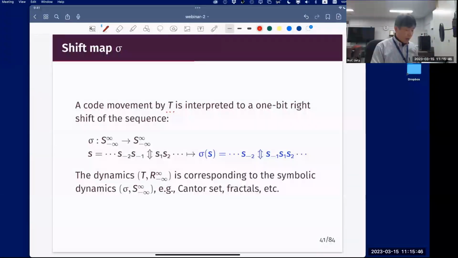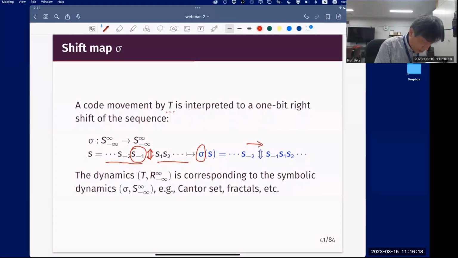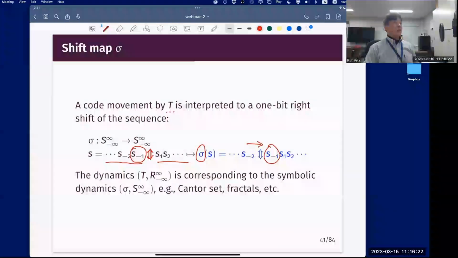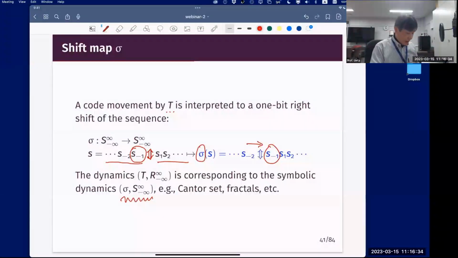According to T, the sigma is the shift map for the conventional existence symbol, which moves all of the figures' bits to the right side by 1 bit. So S -1, located here just next to the marker, is going to move 1 bit to the right side. This is the shift map. Then the dynamics T on the rectangles is rewritten in the sigma and infinite sequences, with the corresponding contour set or a fractal or something.